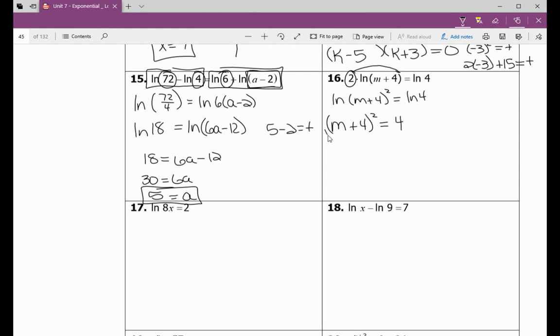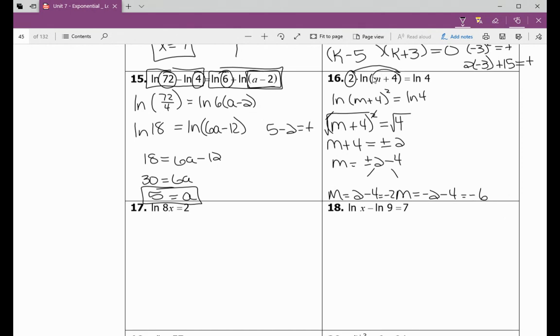I can use my square root property, but the only thing about using your square root property is most students forget the plus or minus. And then I can subtract 4, so plus or minus 2 with a minus 4. So this gives me two answers, positive 2 minus 4, and it also gives me negative 2 minus 4.